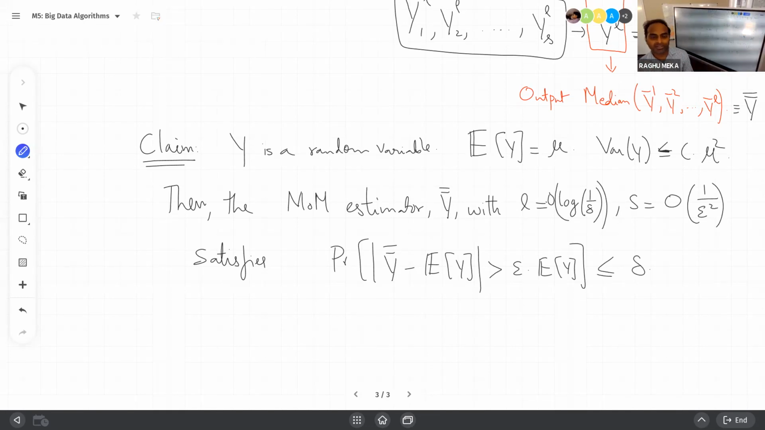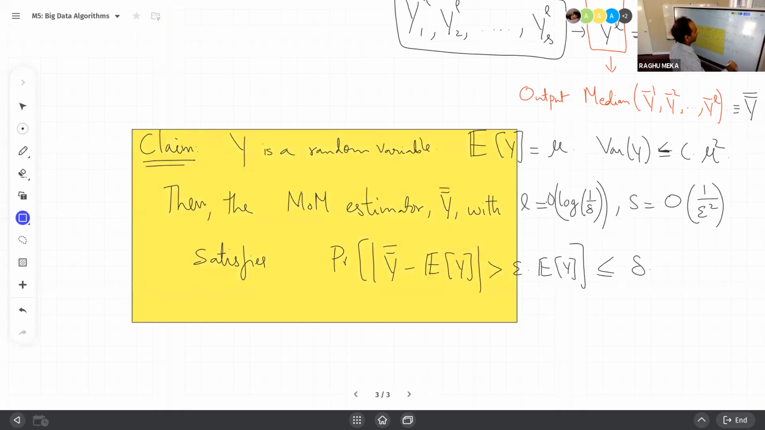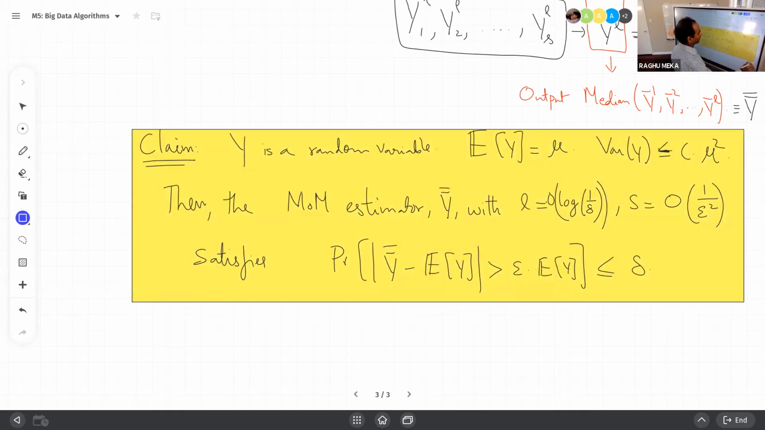Okay, so you only need to take log 1 over delta copies. You'd only need to take log 1 over delta averages and then take the mean. Right, so you're getting a significant boost here. Your dependence on the reliability is again logarithmic instead of being 1 over delta. Right? So if I take delta to be 0.001, then once again I only need very few independent copies.